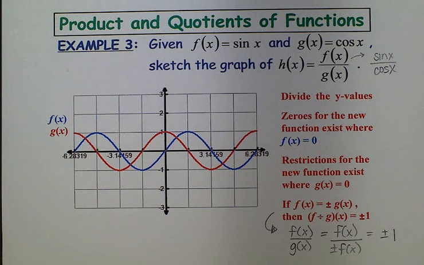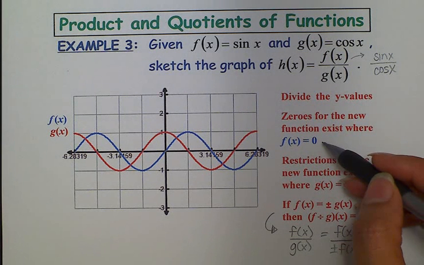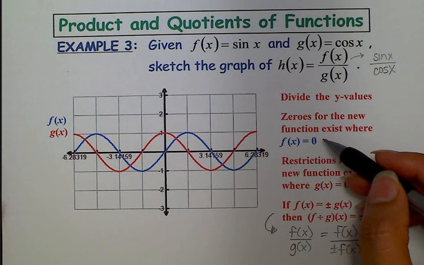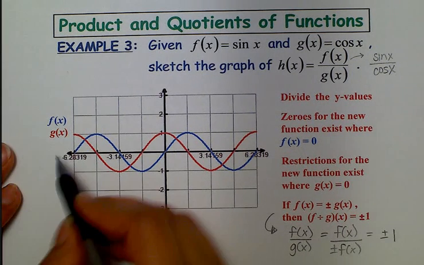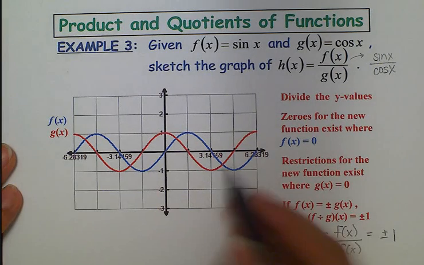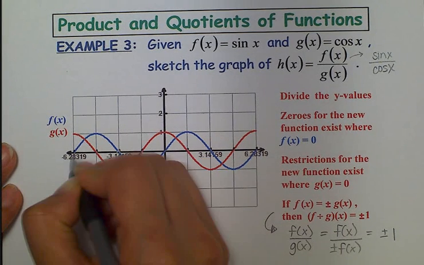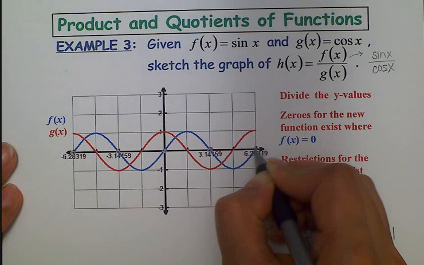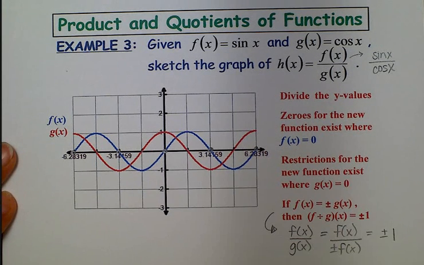So let's take a look at some things that you need to consider. First of all, wherever we have zeros for the numerator function, so the sine function, then I'm expecting zeros for the quotient of functions as well. So let's look at the blue function. That's our sine function. So I'm expecting to have a 0 here, a 0 here, a 0 here, here, and here. So the zeros are going to be in the exact same spot as the sine function.